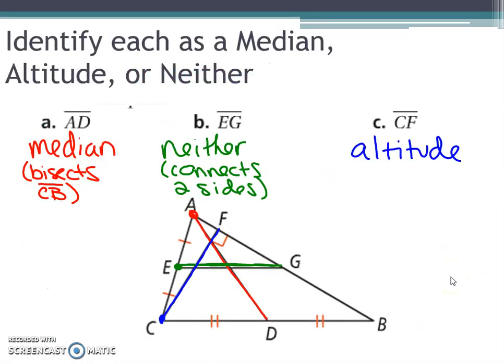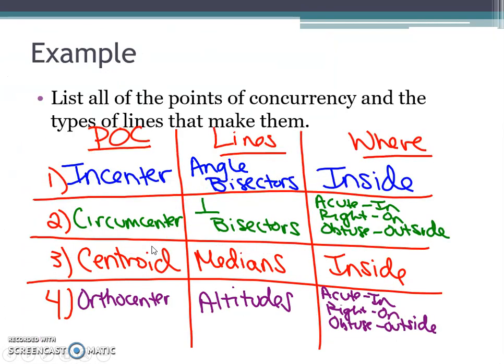So let's identify. Look at this triangle. The segment AD is just a median if it bisects CB. Median means middle, bisecting. EG is just connecting 2 points. There's no bisecting here, there's no marking here. So let's just write neither. Look at CF. It makes a 90 degree angle, so this is an altitude. It's not a median. It's an altitude. Okay. I want you to pause the video and copy this chart, and I'm going to explain this when I come back.